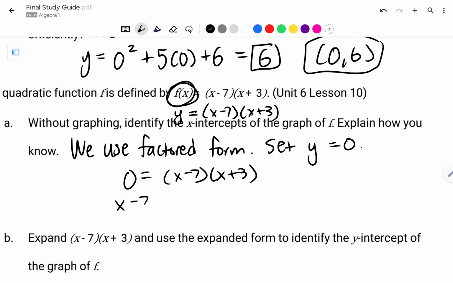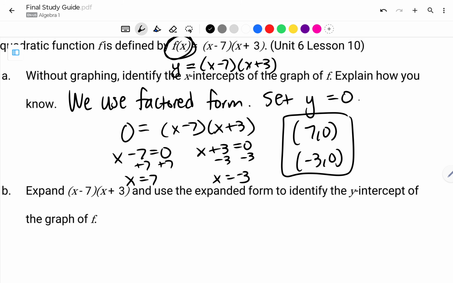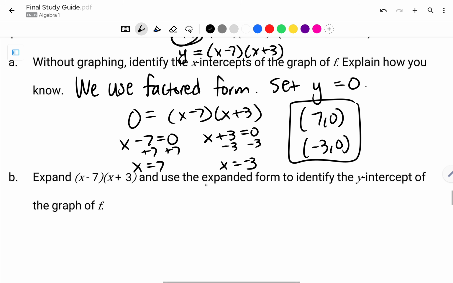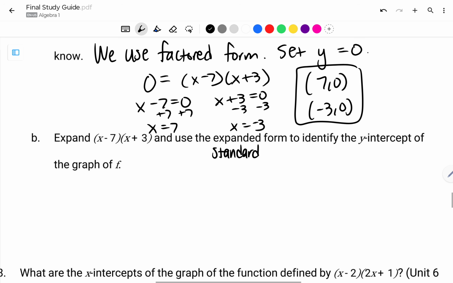Split them up. X minus 7 equals 0. X plus 3 equals 0. Plus 7, minus 3, minus 3. That's it. So we have two x-intercepts at 7 and negative 3. Expand that and use the expanded form, which is also called the standard form, to identify the y-intercept. Okay.